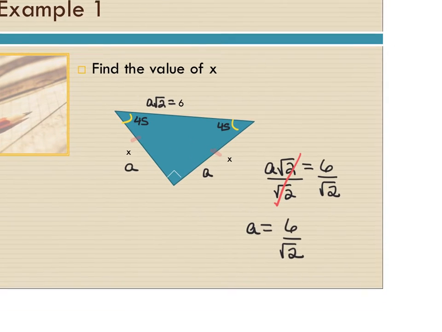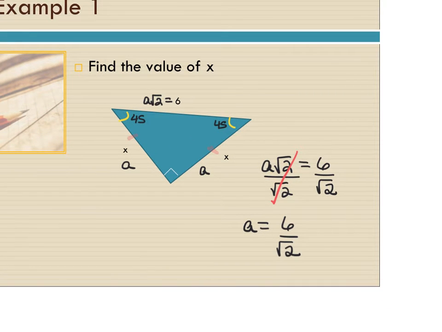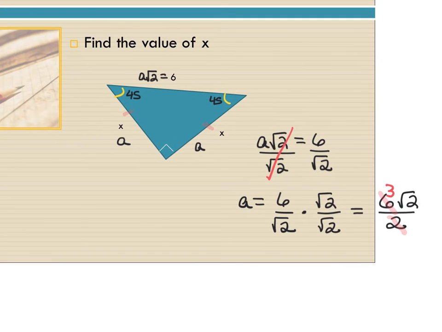You can never ever leave a square root in the bottom of a fraction. I need to rationalize. I'm going to multiply the numerator and the denominator by the square root of 2. This gives me 6 square root 2 over 2. I can simplify this. I can divide 6 by 2, and this becomes a 3. So final answer for A is going to be A is equal to 3 times the square root of 2. So each of these legs is 3 square root 2.